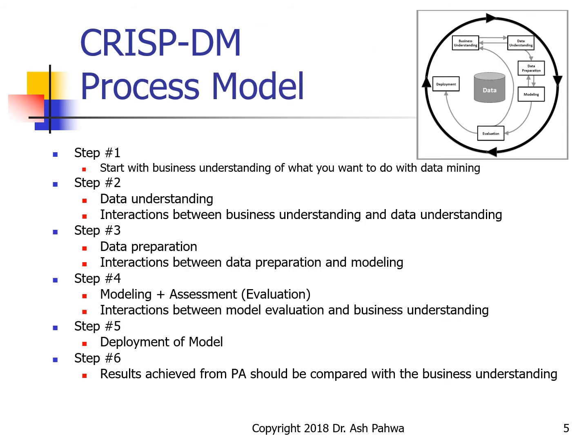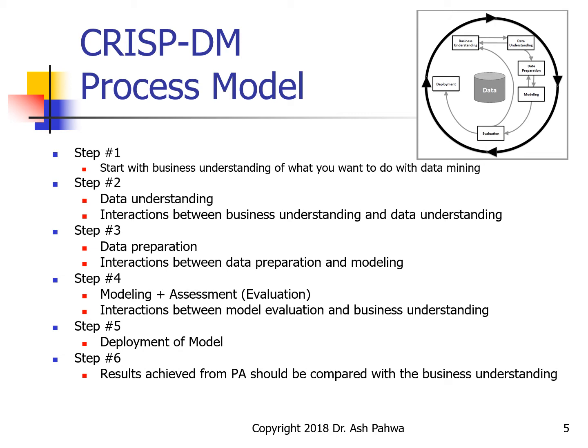The CRISP-DM process model has 6 steps, which were enumerated in the previous slide, but let us go through them one more time. In step 1, we start with the business understanding of what you want to do with the data mining. Step 2 is data understanding, with interaction between business understanding and data understanding. Step 3 is data preparation. Here, there has to be some interaction between data preparation and modeling. And then we start doing the modeling.